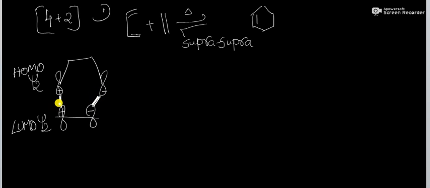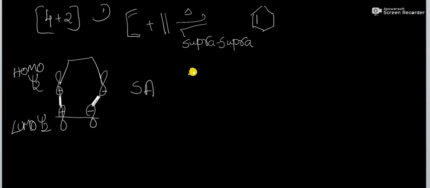What will be its sigma bonding formation? Here bonding interaction, here also bonding interaction. Both the sigma bonds are bonding interactions. So it is symmetry allowed. So 4 plus 2 cycloaddition reaction thermally under supra-supra manner is symmetrically allowed.